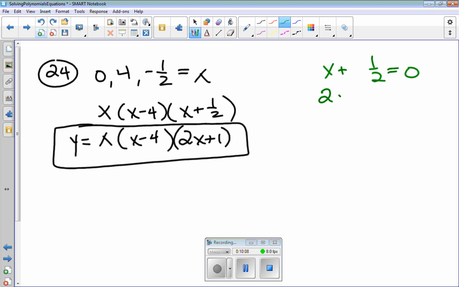Here, 2x plus 1 equals 0. Is that okay with you? Notice we get the same answer. If I subtract 1, divide by 2, don't I still get negative 1/2?